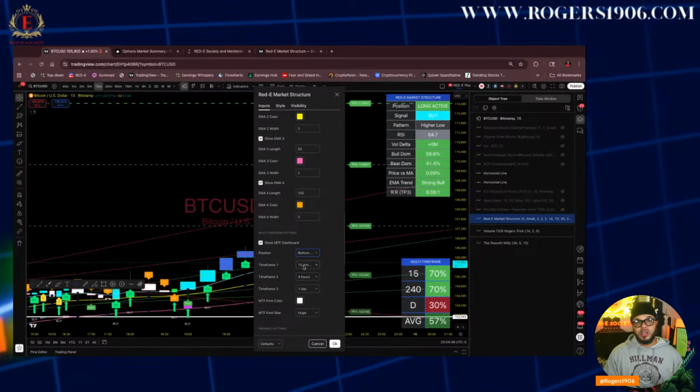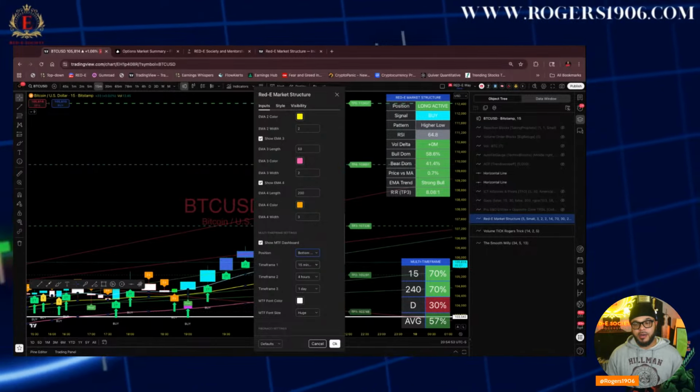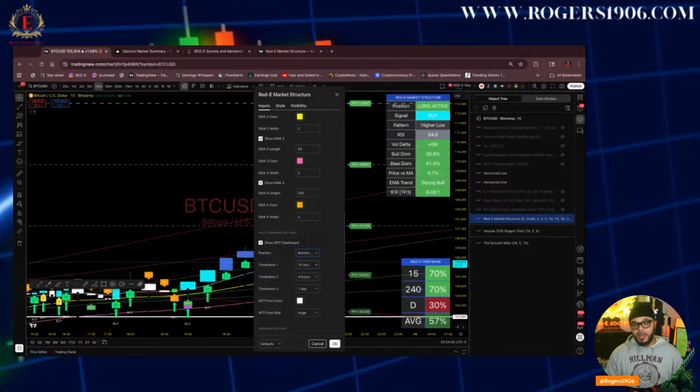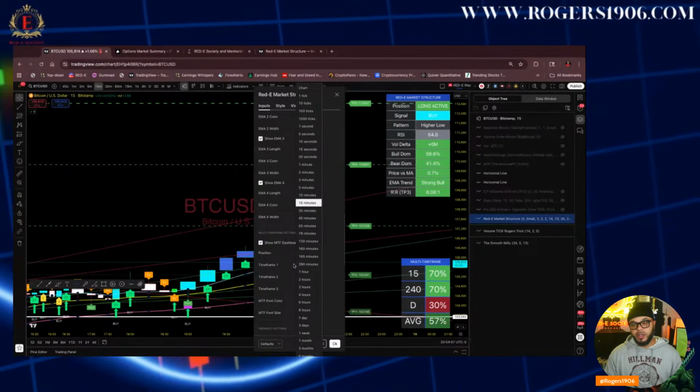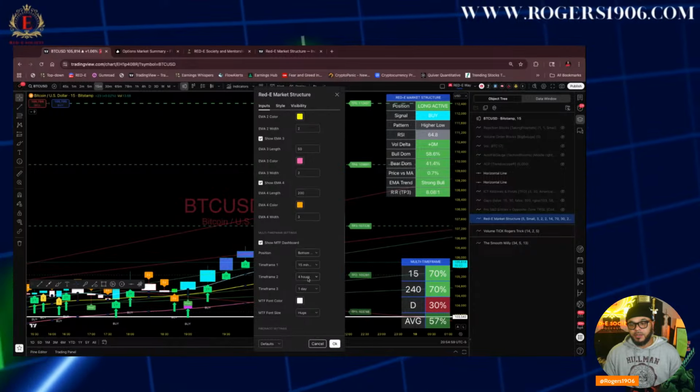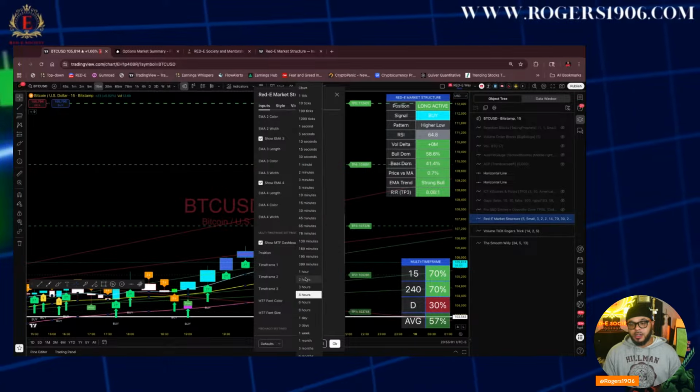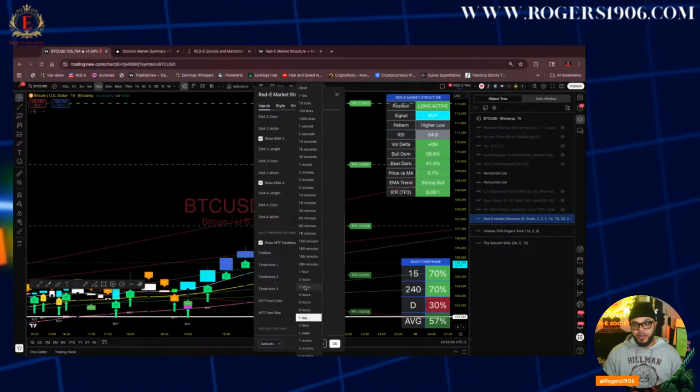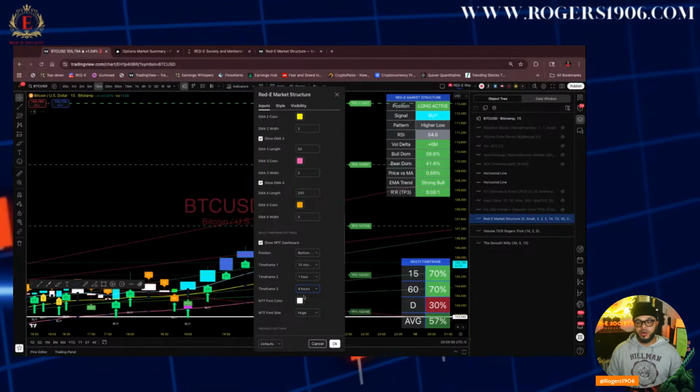Now, you can also modify the times that you can look at simultaneously with this multi-time frame dashboard by clicking time frame 1, 2, and 3. So for me personally, I like the 15-minute, the 4-hour, and the daily. Sometimes I may go an hour and then I'll do the 4-hour when I'm day trading, right?